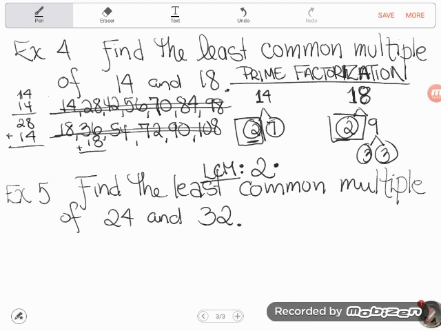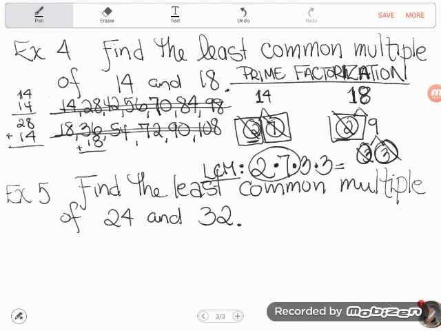Now, there is a 7 in 14, so I am going to have a 7 to build this least common multiple. And there are also a couple of 3's in 18. I am going to have those 3's in order to build my multiple. I'll take every factor that I have, not repeating the shared ones, and I will multiply those together to find the least common multiple.